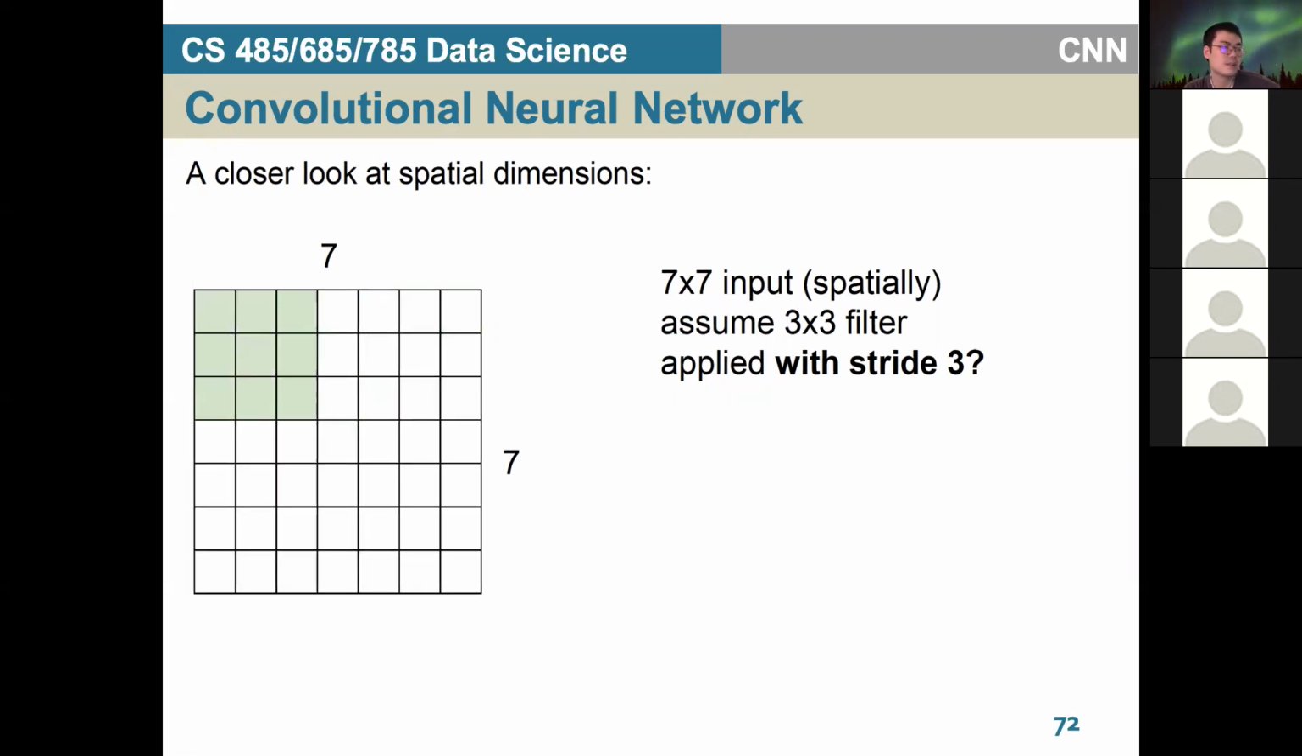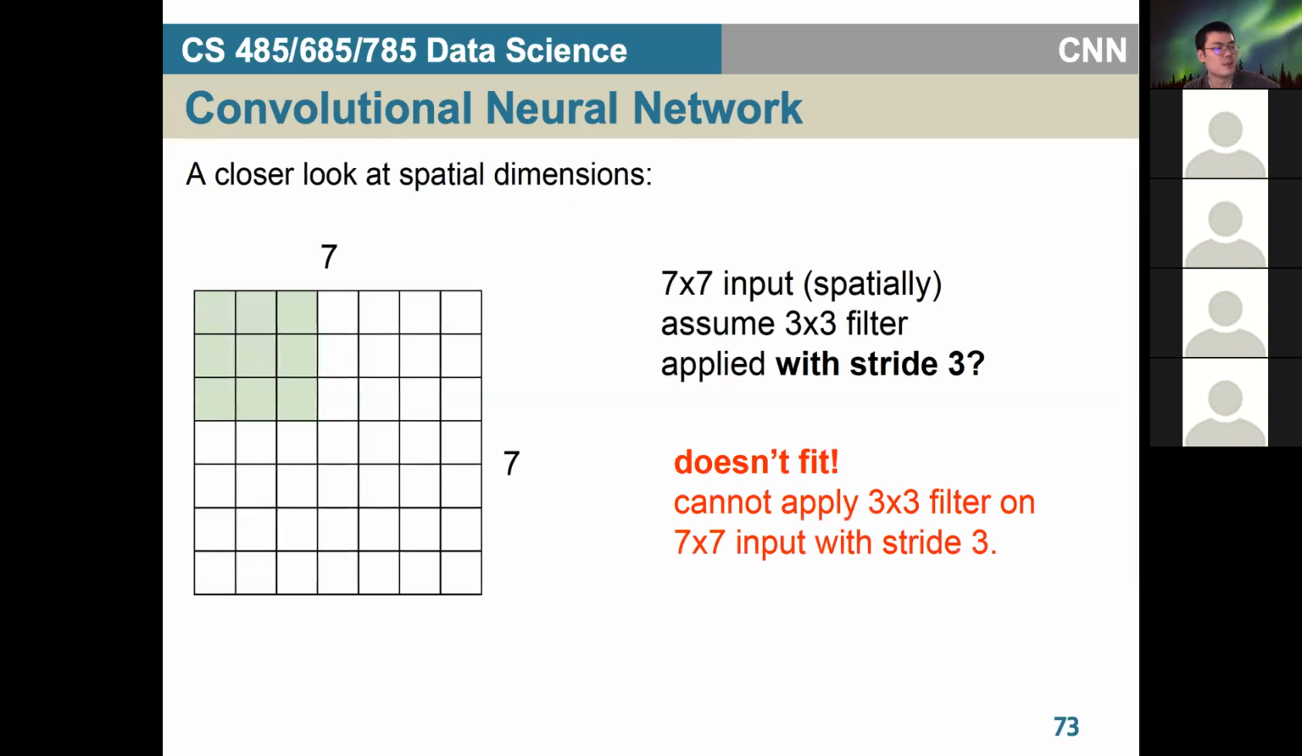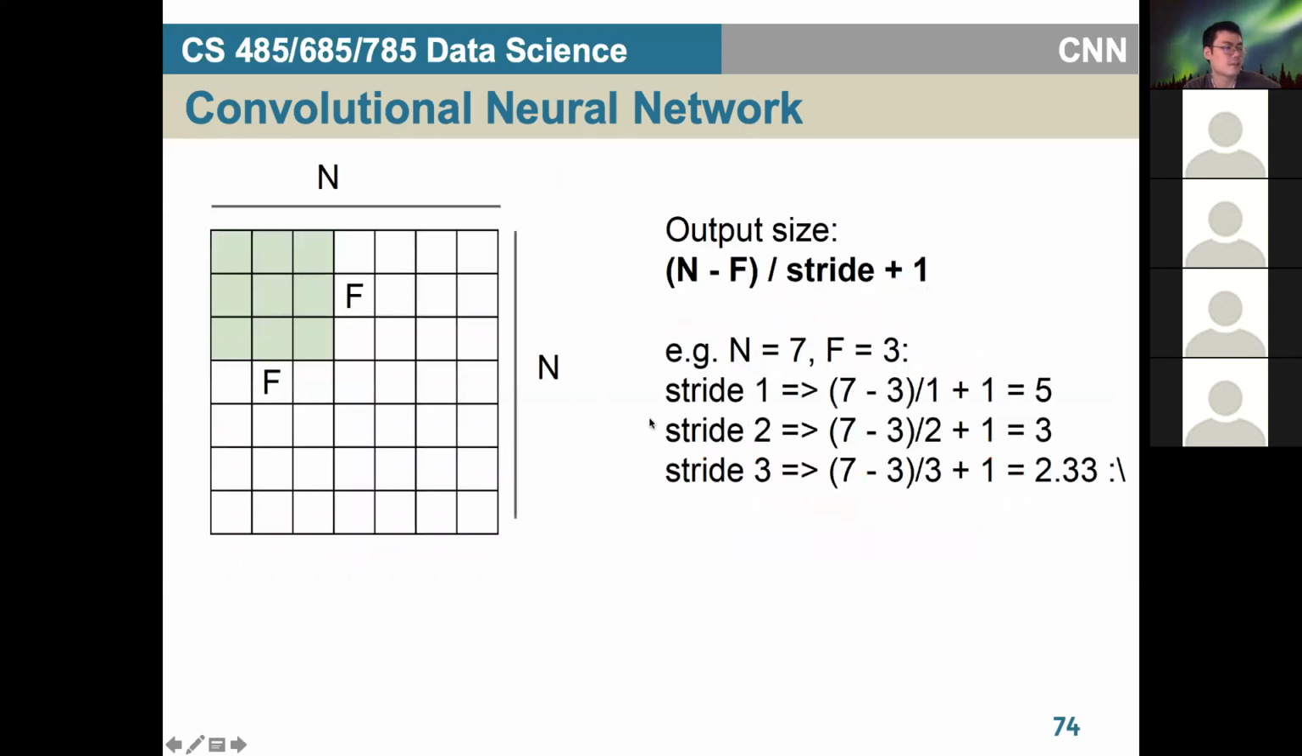And how about stride 3? If we move 3 columns at a time, then there's no overlap. We move to another, so the next one will be this. But for the third one, we don't have anything, right? So it cannot work out this way because we don't have anything for the third slide. So it doesn't fit.